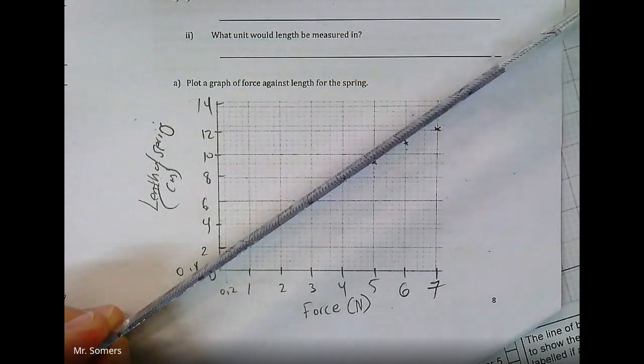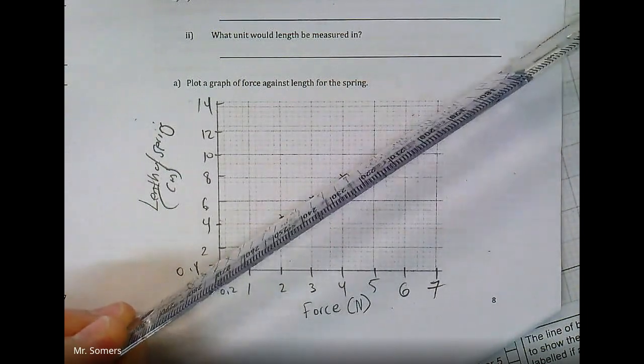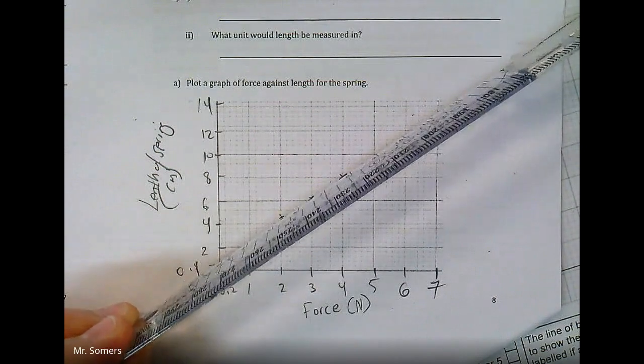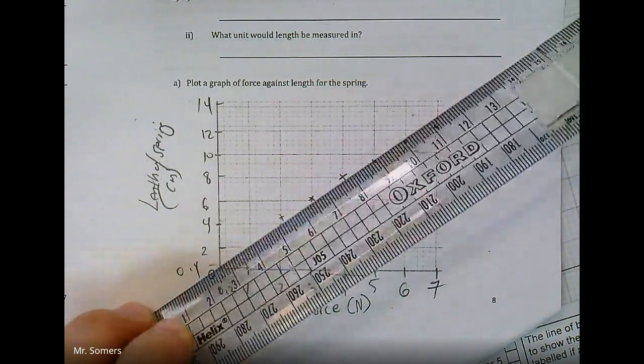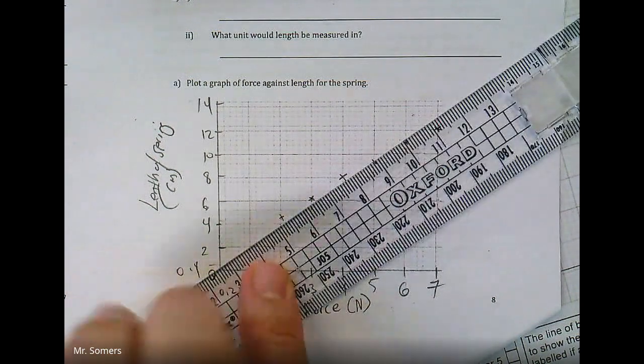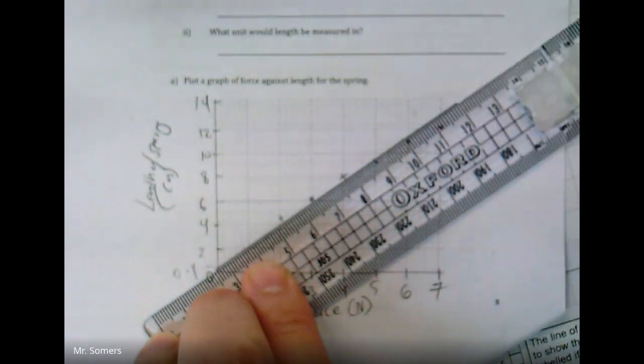I'm looking at it from the top. I'm moving the ruler around, and I'm looking to see, can I get the ruler into a place where I'm going through as many points as possible, and there's an equal number of points above and below the point lines. Okay, put the ruler down. You feel confident. Draw your line.